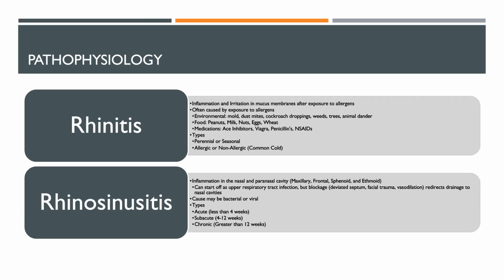Rhinitis can be perennial or seasonal. Seasonal means that it happens around the same time every year. It can also be allergic, related to exposure to allergens, or non-allergic, which is also called the common cold.